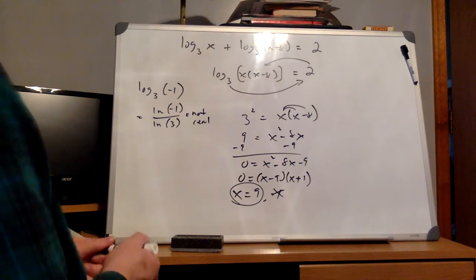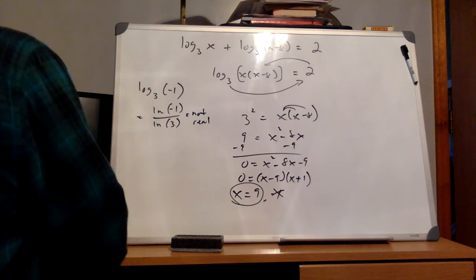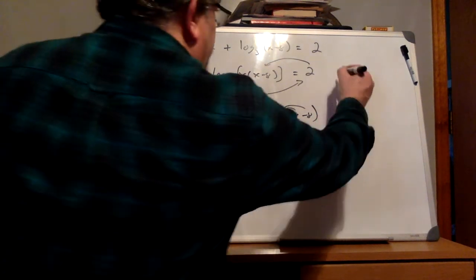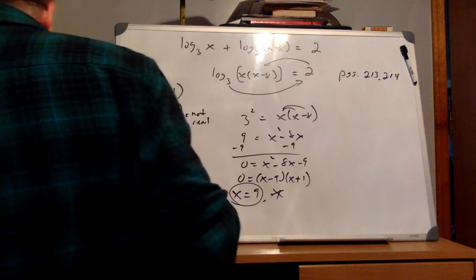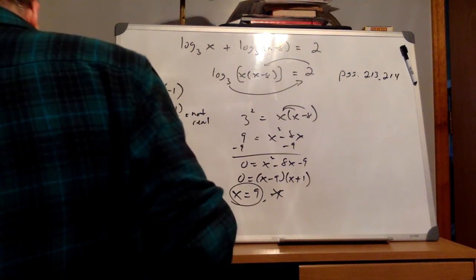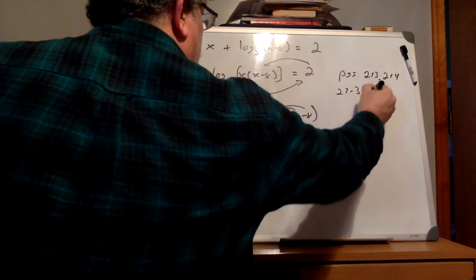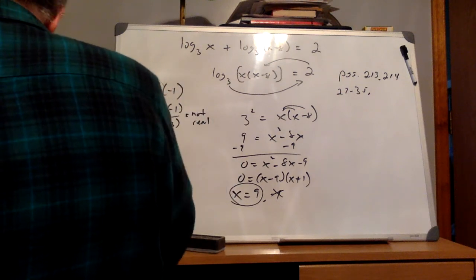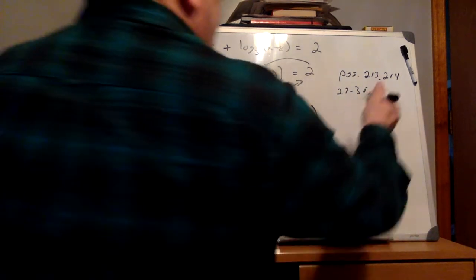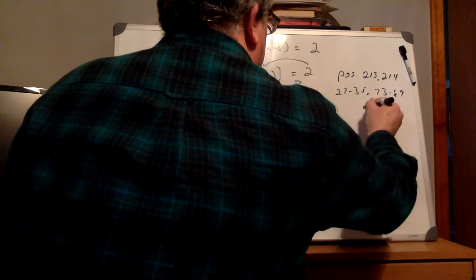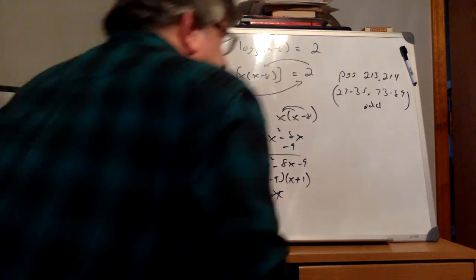So I'm going to be giving you a few problems to work on. They are on page 213 and 214. We're going to do number 35, and we're also going to try 73 through 89. And those are the odds. So, give these a try.